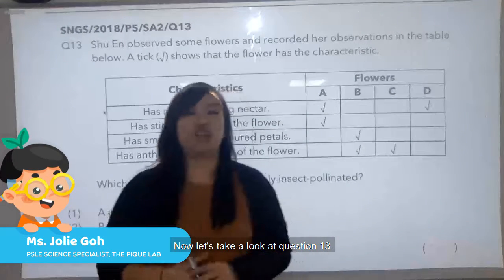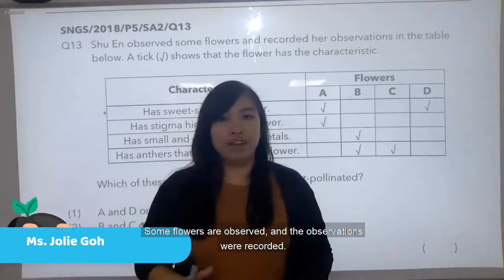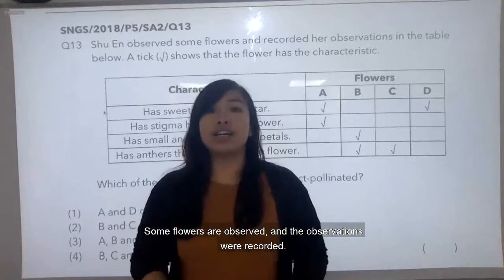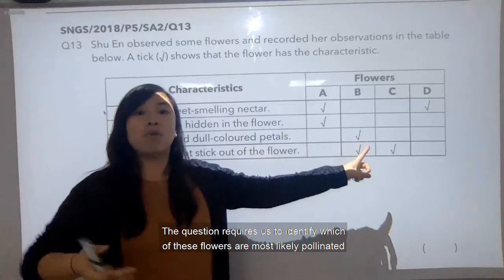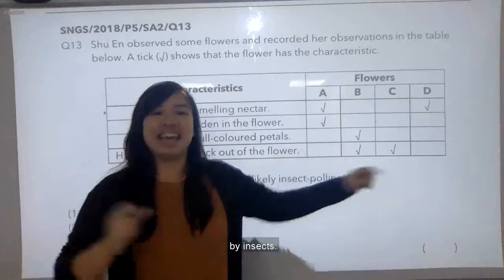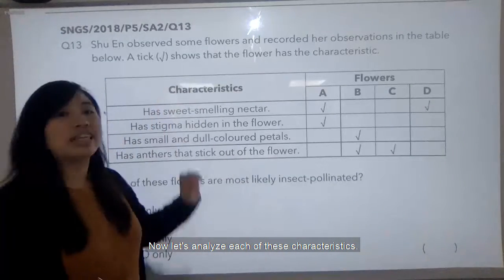Now let's take a look at question 13. Some flowers are observed and the observations were recorded. The question requires us to identify which of these flowers are most likely pollinated by insects. Now let's analyze each of these characteristics.